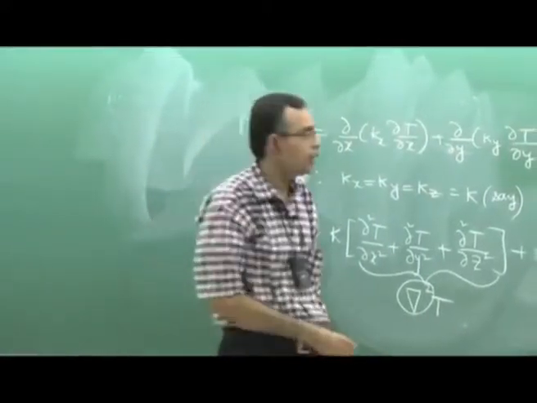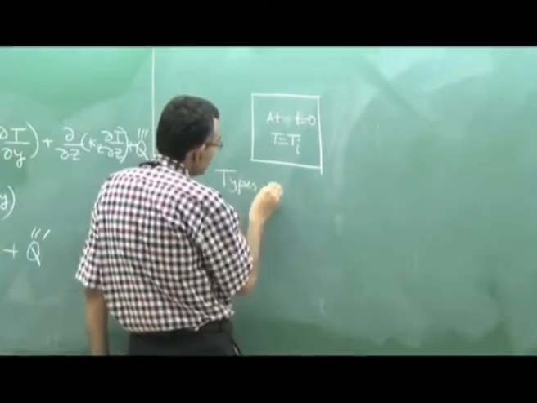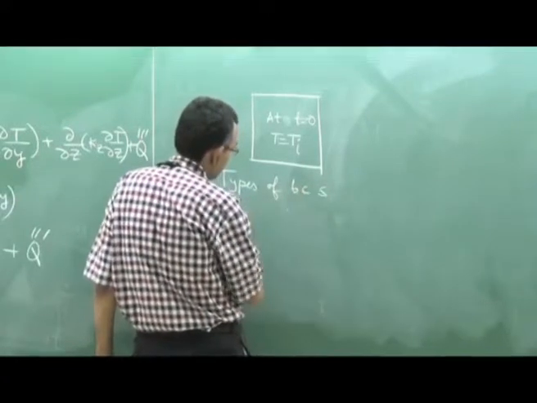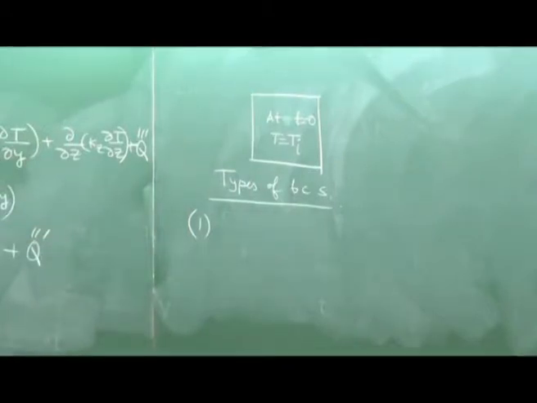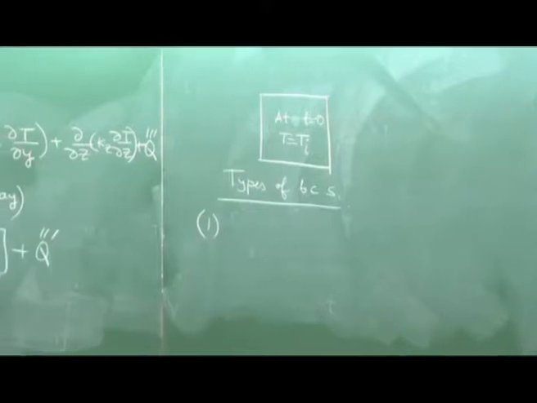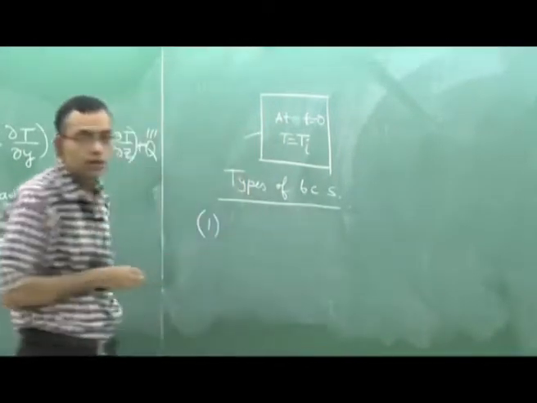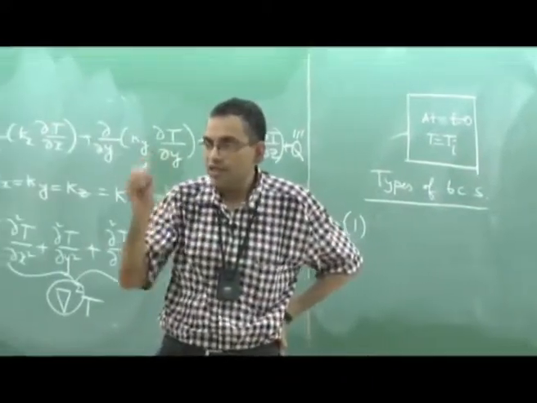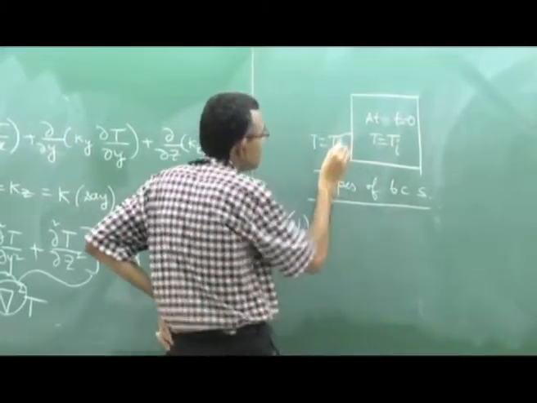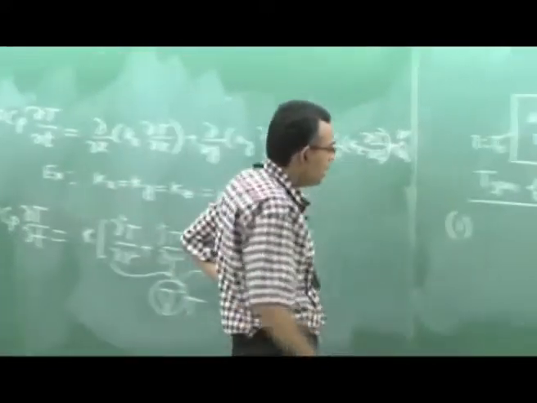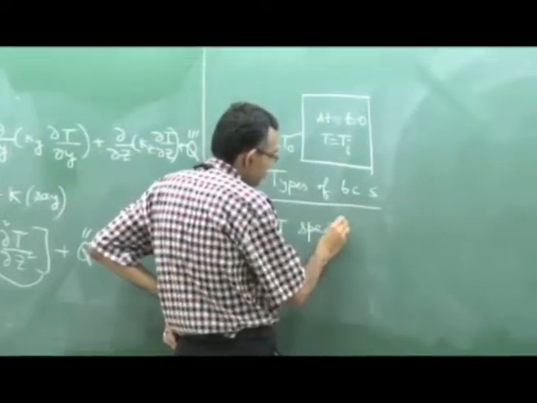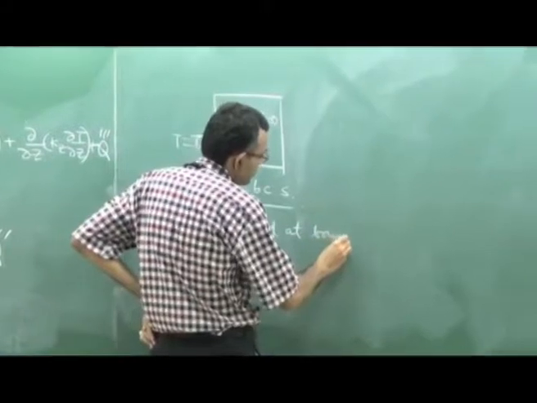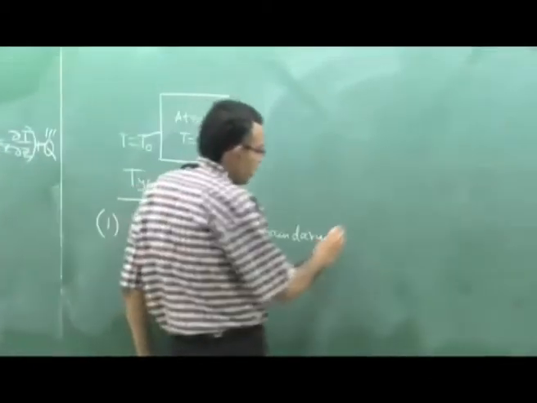So, the question is what types of boundary conditions are possible? The first type of boundary condition that we talk about is the most obvious one, where at some boundary we specify the value of temperature. We say the temperature is equal to, say, T0 at this boundary. So, T is specified at the boundary. When temperature, or the dependent variable in general, is specified at the boundary, this in mathematics is called the Dirichlet boundary condition.